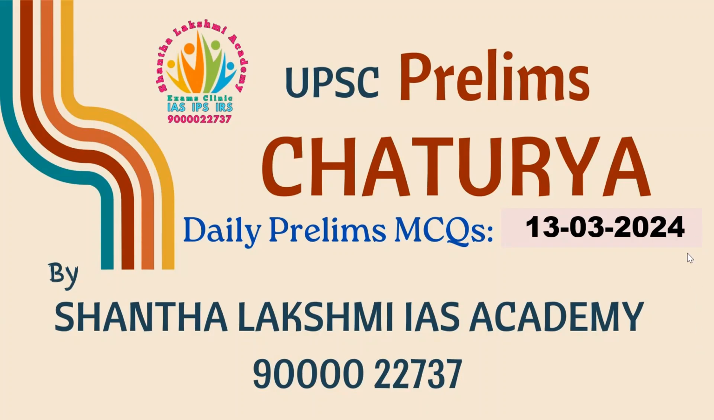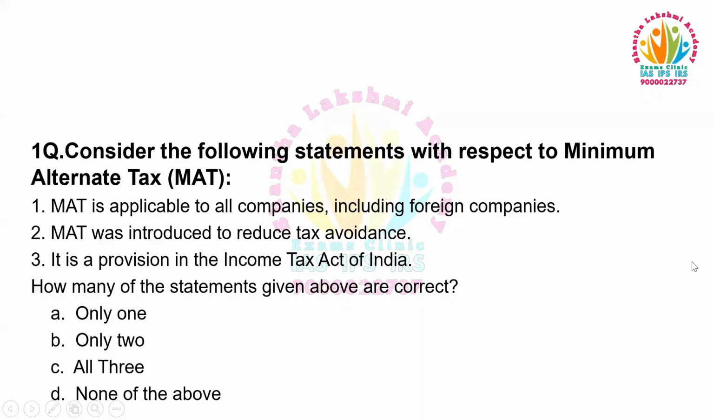Let's begin. The first question. Consider the following statements with respect to minimum alternate tax. MAT is applicable to all companies, including foreign companies. MAT was introduced to reduce tax avoidance. It is a provision in the Income Tax Act of India. How many of the statements given above are correct? Only one, only two, all three, none of the above.